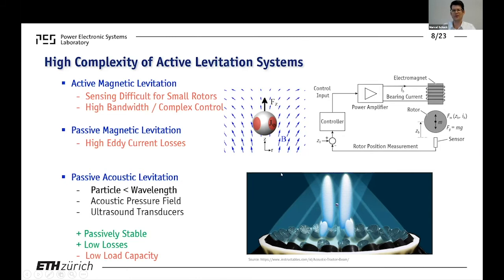So we've looked into alternative approaches of making things levitate or suspending things without contact. And I came across a very interesting concept, which is acoustic levitation, which you can see visualized here. You have an array of acoustic transducers down here. You have a pressure distribution that is generated, an acoustic pressure distribution, by these transducers. And within this acoustic field, you can levitate small particles that are smaller than the wavelength. The big advantage here is these systems are passively stable, so I can, in an open loop fashion, generate this acoustic field. I have relatively low losses compared to something like this, where I have an alternating magnetic field and eddy currents. However, the load capacity compared to a magnetic bearing is relatively small.